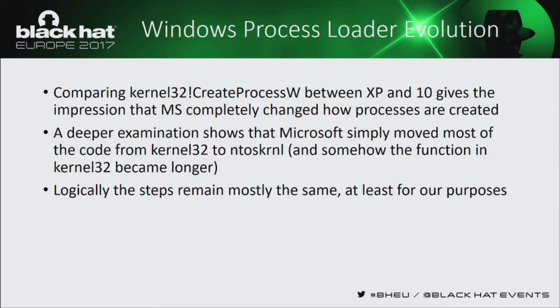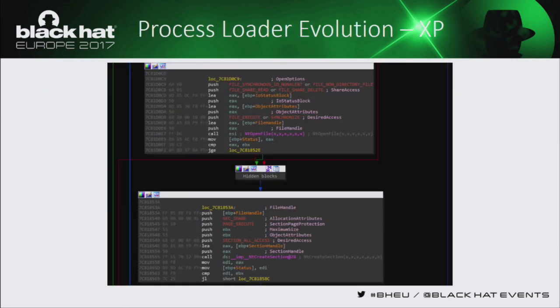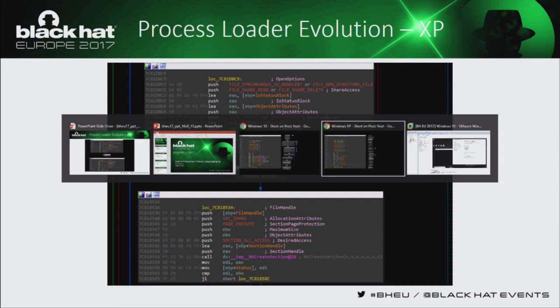Comparing the CreateProcess function between Windows XP and Windows 10, superficially, we get the impression that Microsoft changed completely how processes are created. But if you look deeper into it, you see that Microsoft moved most of the code from the user mode library kernel32 to the NT kernel itself, and somehow the function in kernel32 became longer. Logically, the steps remain mostly the same, but let's take a look at the process loader on Windows XP.